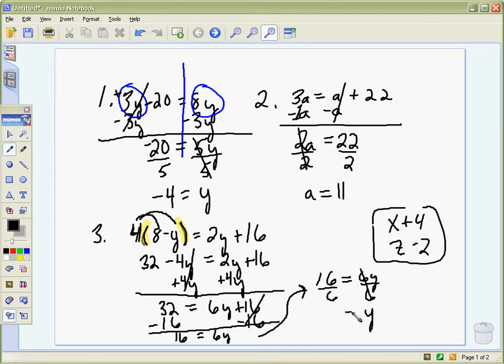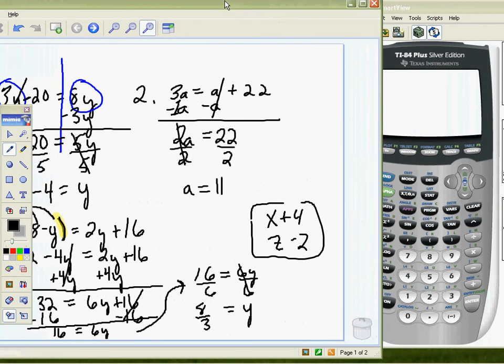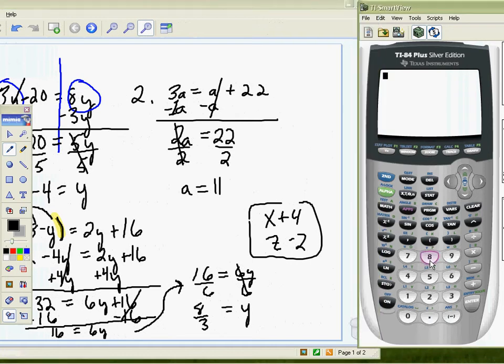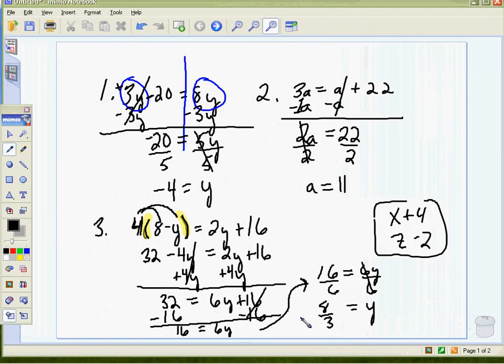And I get that y is equal to this fraction 16 over 6, which reduces by a common factor of 2. 2 goes into 16 8 times, and 2 goes into 6 3 times. So we could call that 8/3, or we could find the decimal approximation using the calculator. 2.67, we'll round it. Approximately 2.67.